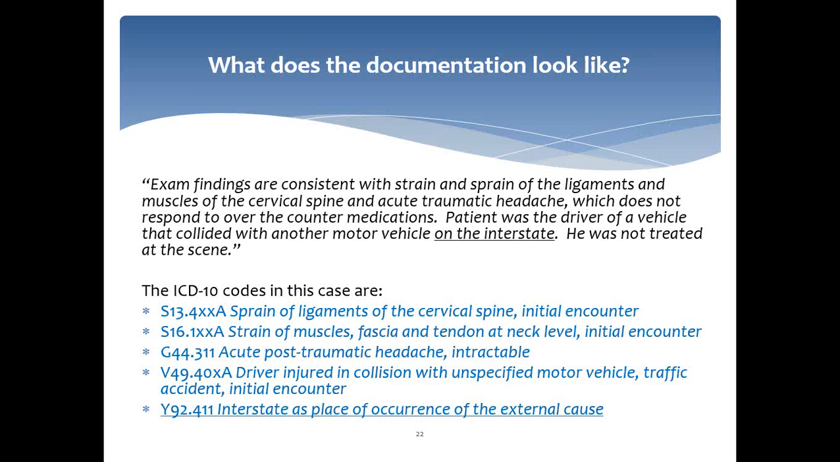Now I'm not done. The last little line here in my documentation is that he was not treated at the scene. So this bit of documentation helped to establish why I chose the A as a 7th character on the codes that required it. There were 3 codes in this case that required a 7th character extension that describes the encounter or the ordinality of the visit. And so I wanted to be very clear why I chose the letter A. The letter A means initial encounter, and I selected it because the patient was not treated anywhere else. This is clearly their initial encounter for this condition. And I wanted that to be very clear.